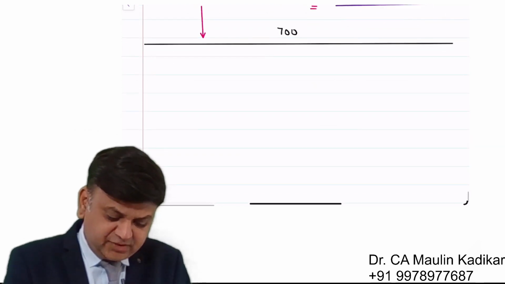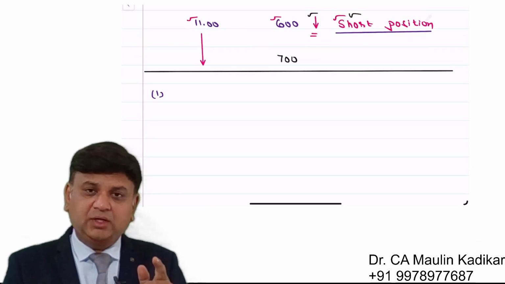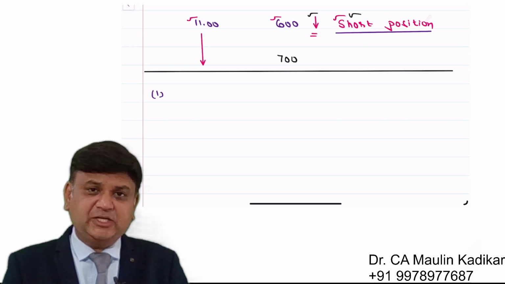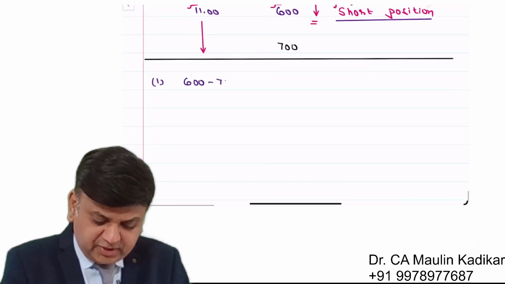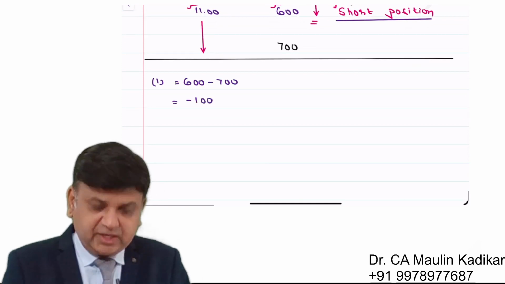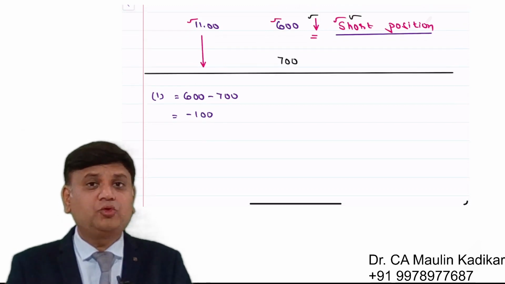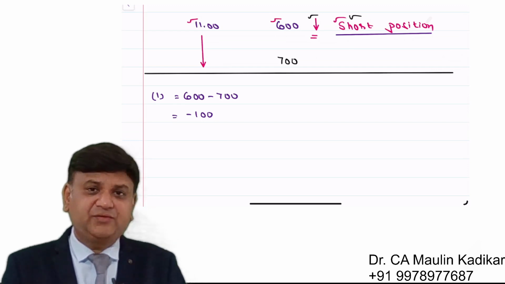The first thing a trader can do is square off the short position by taking a long position in the cash market, in which he will have a loss of 100. That is the first alternative the trader has. Simply, your expectation did not prove to be correct, so you book a loss of 100 rupees. That is the first thing.